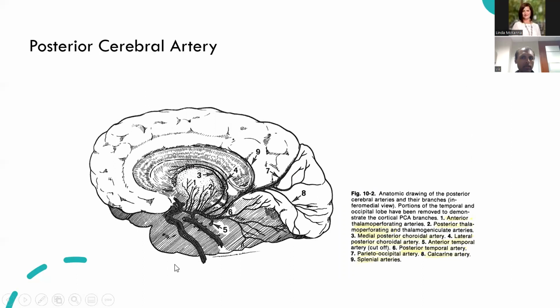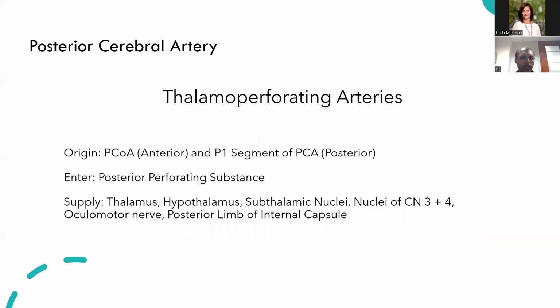This is a lateral view of the brain, looking at the PCAs. Number 6 is looking at the branches of the posterior cerebral artery, going essentially right to the calcarine fissure. 7 and 8 are the calcarine artery, and 7 is the parietal occipital artery. And so you can see here, it truly supplies the posterior aspect of the brain, and really none of the anterior circulation at all.